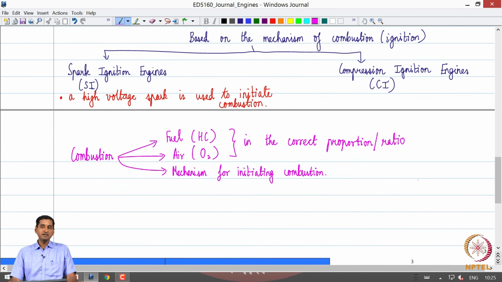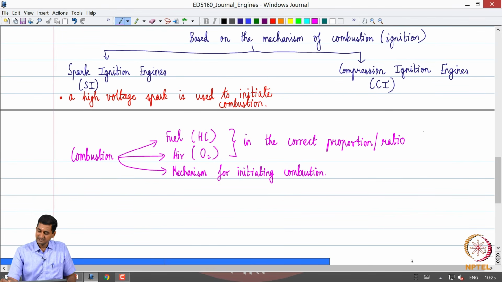So, if you look at the hydrocarbon in the fuel, hydrogen should be completely oxidized to water vapor H2O, and carbon should be completely oxidized into CO2, in an ideal combustion process. Now, even if I introduce fuel and air in the combustion chamber in the correct ratio, I need a mechanism for initiating combustion. That is where the above classification comes into play. In a spark ignition engine or an SI engine, I use a high voltage spark to ignite the so called fuel air mixture.